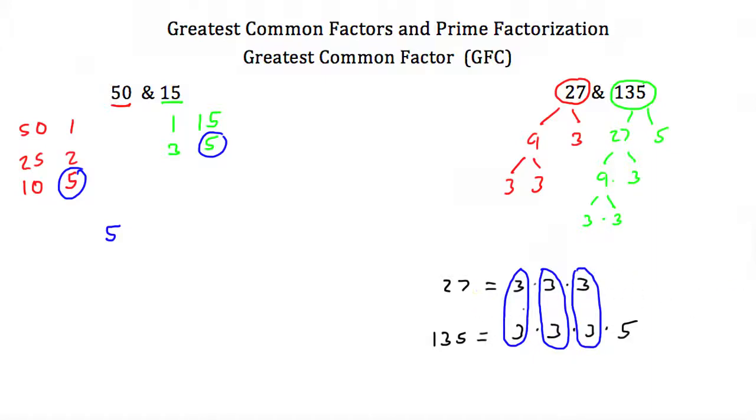So the fact that these all share 3, 3 times, that would mean our greatest common factor would be 3 times 3 times 3. Well, 3 times 3 is 9, and times 3 again would be 27. So our greatest common factor of these two numbers is 27.